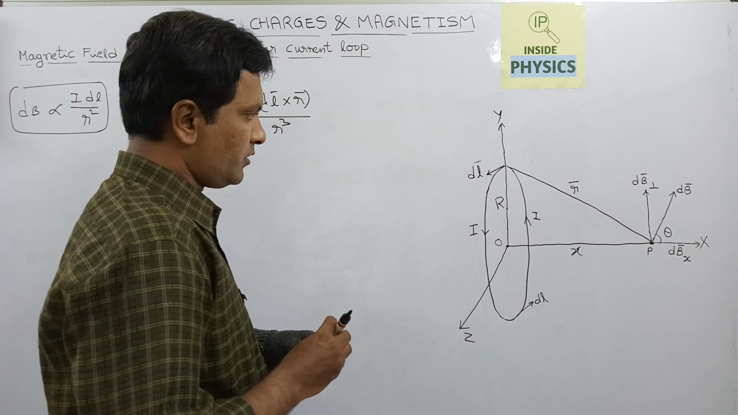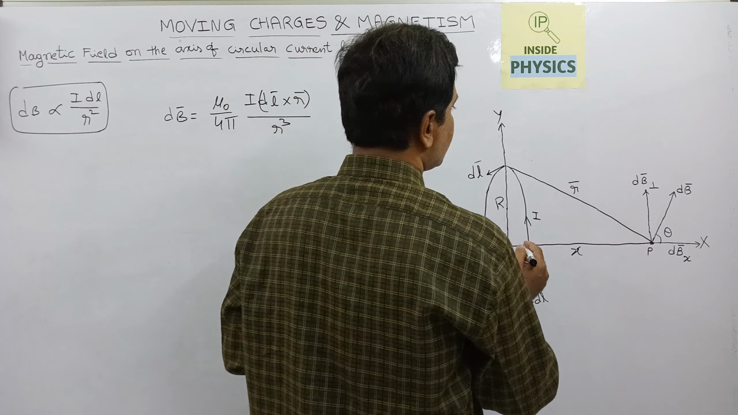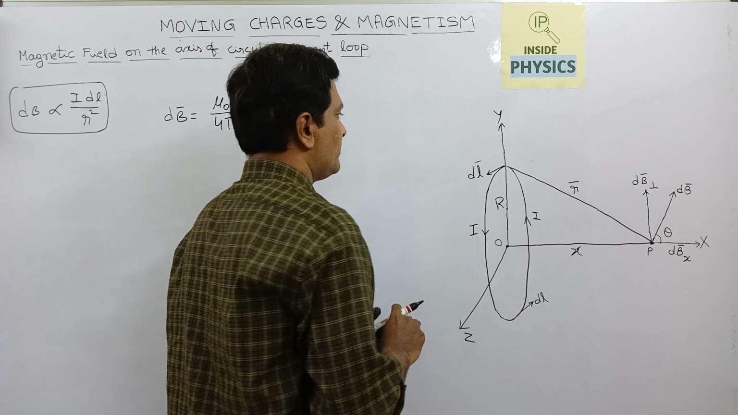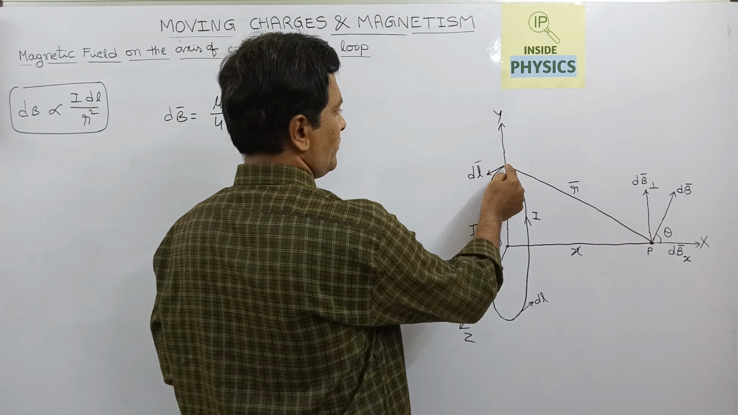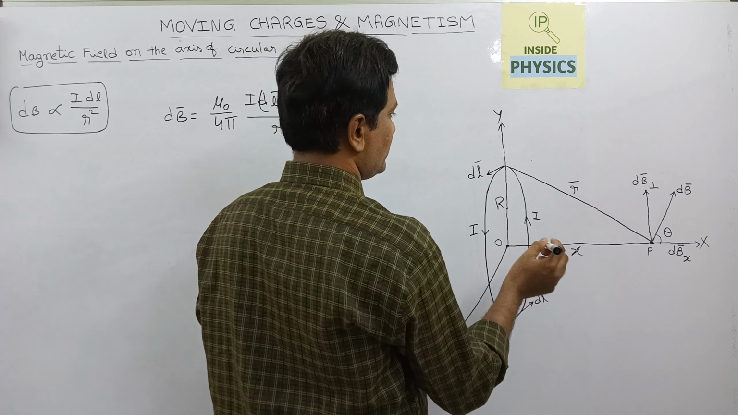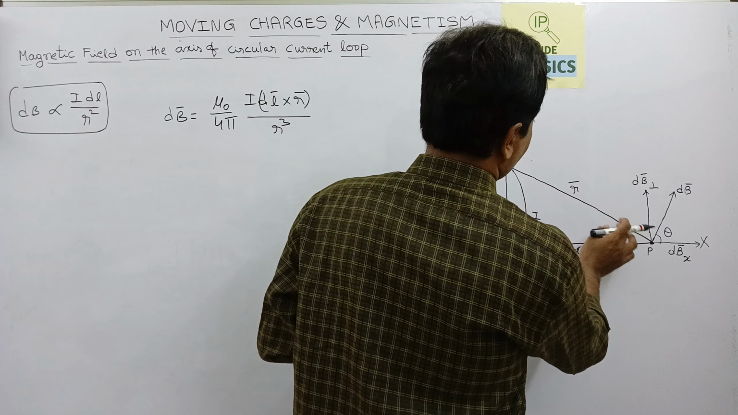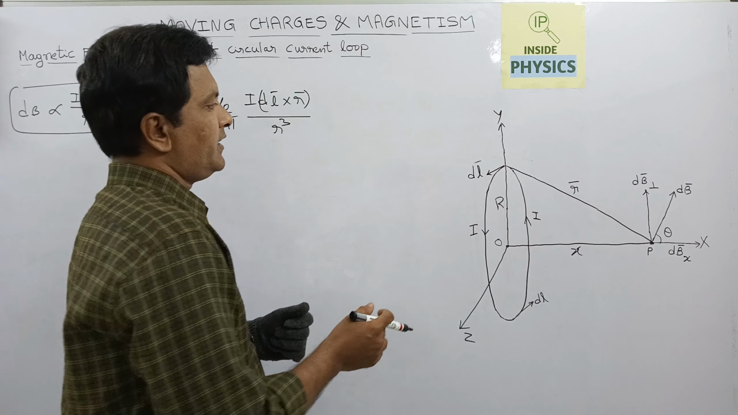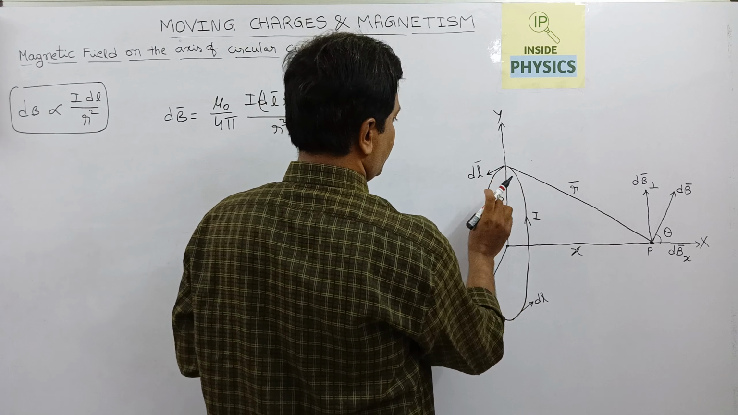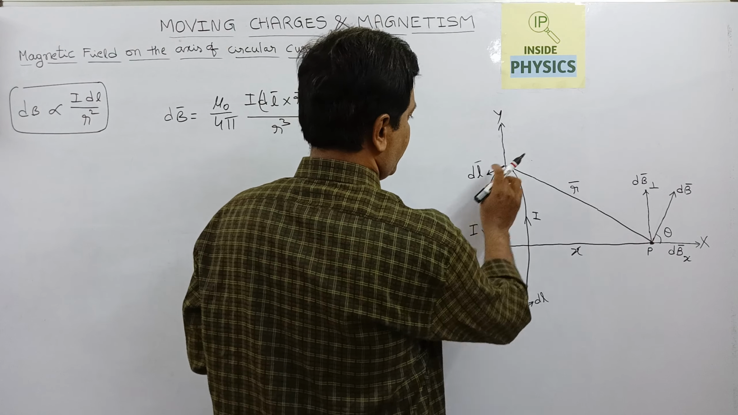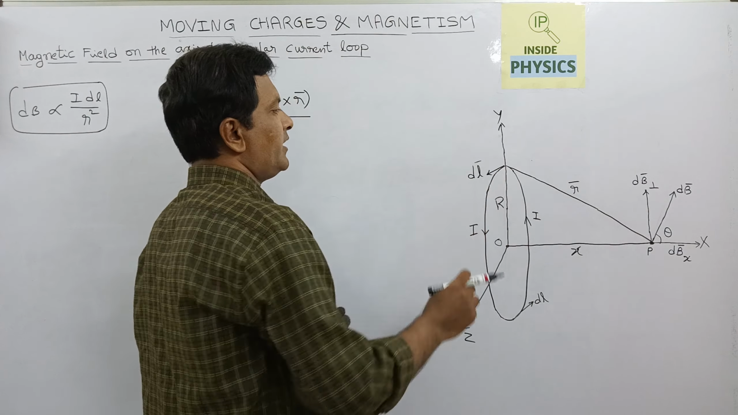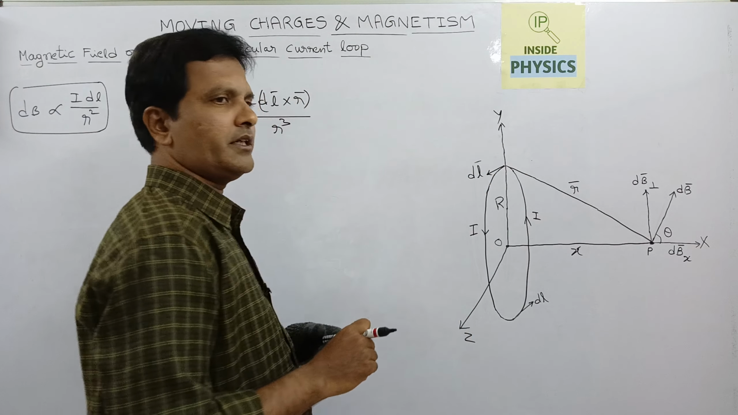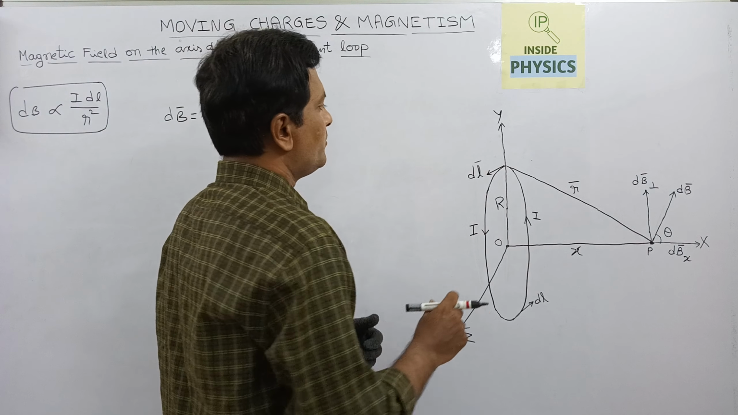If you observe this loop of radius r, the length element is in the yz plane. This is the y axis, this is the z axis, and this r bar, the position vector, is in the xy plane. If you take any other length element also, here or here, anywhere, the current element is always perpendicular to the position vector.